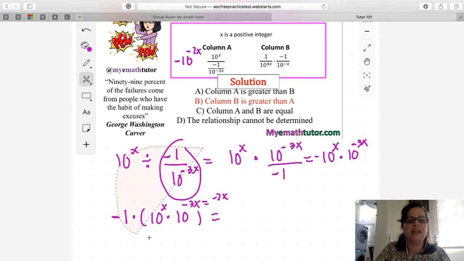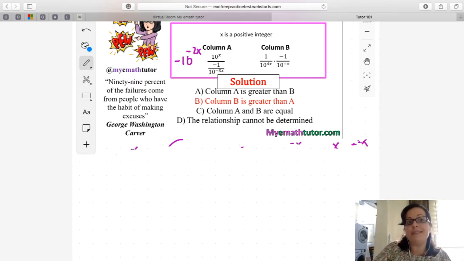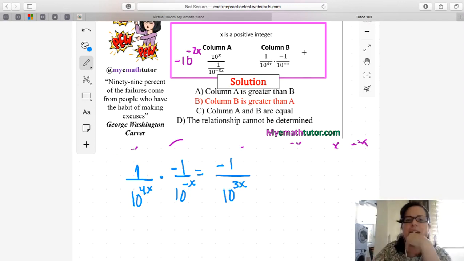So I'm going to just eliminate all this. Awesome. Okay, let's use another color. Let's do blue. And I'm going to do column B. So I see column B is 1 over 10 to the 4x times negative 1 over 10 to the negative x. Now, I'm going to do the top and then the bottom. So 1 times negative 1 is just going to be negative 1. And then when I'm multiplying with the same base, I can just add the exponents. So 4x minus 1 is just going to be equal to 10 to the 3x. Awesome. Now I have negative 1 over 10 to the 3x.